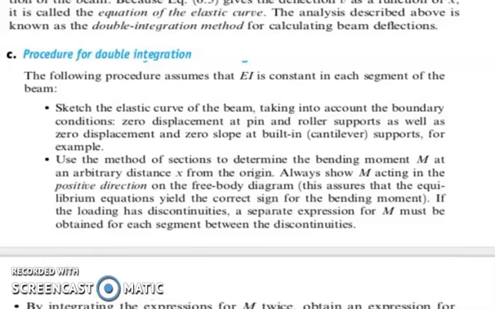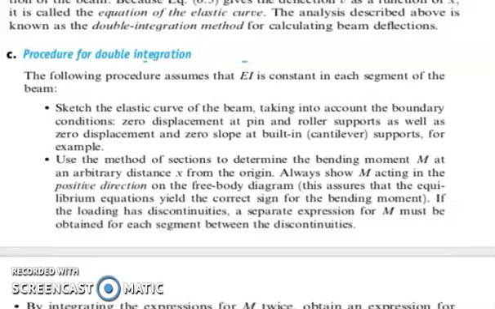So as we continue with the double integration method, there is a procedure for the double integration method. We have to assume that EI is constant in each segment of the beam. The first step is to sketch the elastic curve of the beam, taking into account the boundary conditions: zero displacement at pin and roller support, as well as zero displacement and zero slope at a built-in cantilever support, for example.